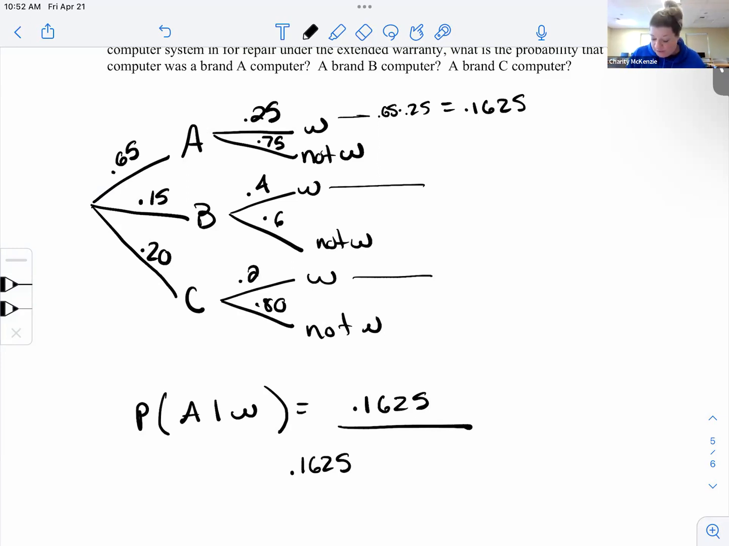Now we have to add it to the other possibilities. This one was 0.15 times 0.4, which gives me 0.06. This next one is 0.2 times 0.2, which is 0.04. Oh, that one's super small. So the bottom will be plus this 0.06 plus this 0.04, and we get a total probability of about 61%.